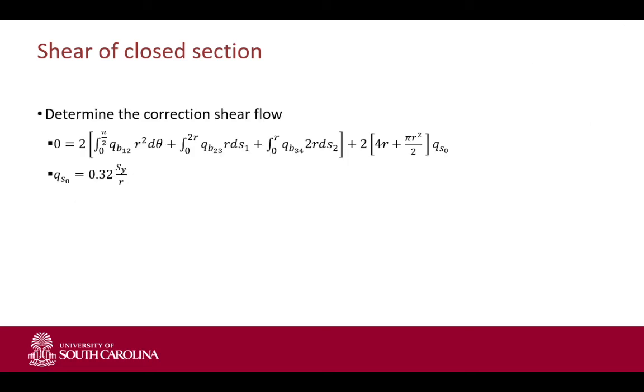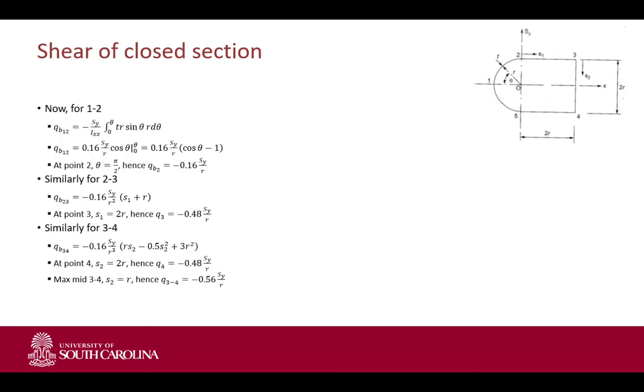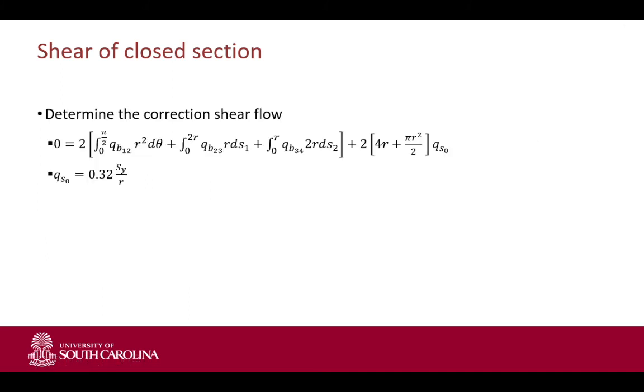Once we did that, we set up the equation to determine the correction shear flow. In this case, we take the moment equation around this point of origin. This intersects with the line of action of our shear force. So the shear force doesn't have a moment arm, so the moment created by the shear force is equal to 0. That's why we see 0 on this side.